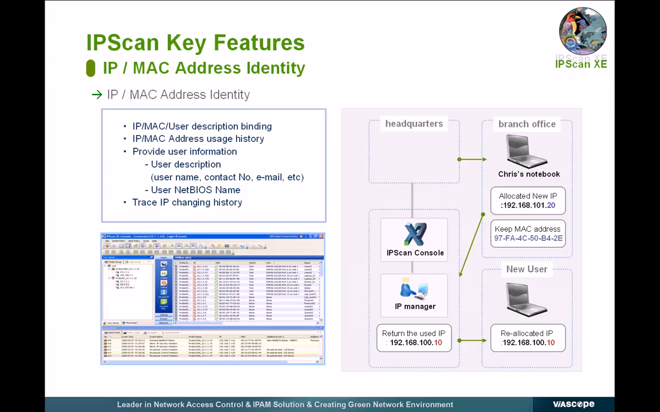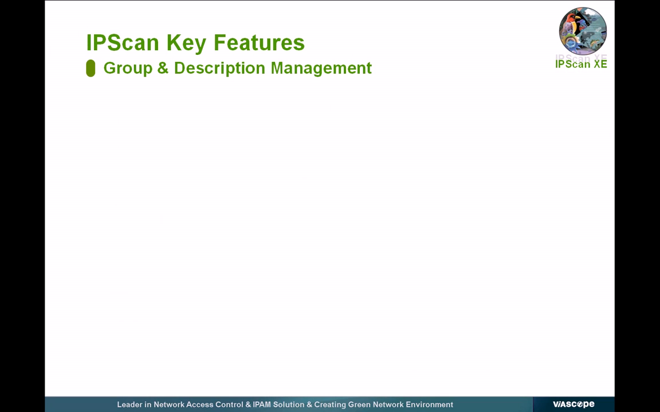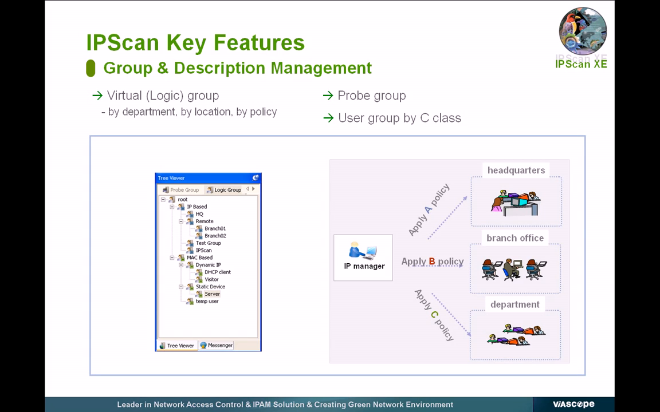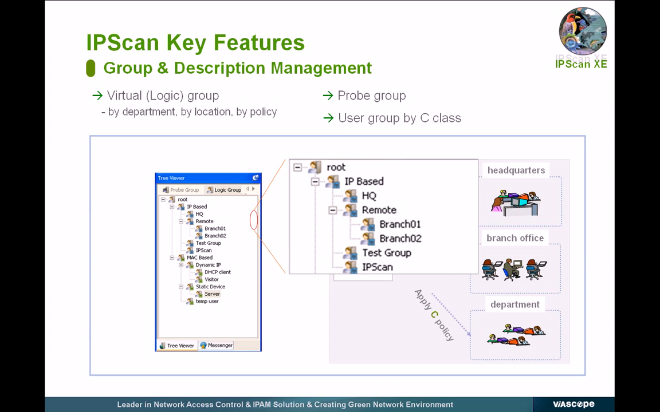Group management is the basis for management of the IP or MAC address. Groups managed by IPScan are divided into two categories: virtual group and probe group. The virtual group can be classified by the department, region, such as main and branch office, and policy application. For example, the IP or MAC addresses of employees in the main office and those in the branch office can be grouped separately, as individual virtual groups for separate management.